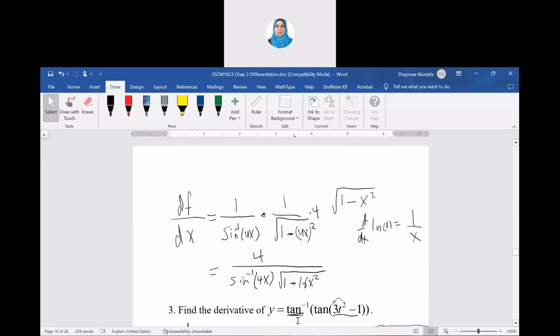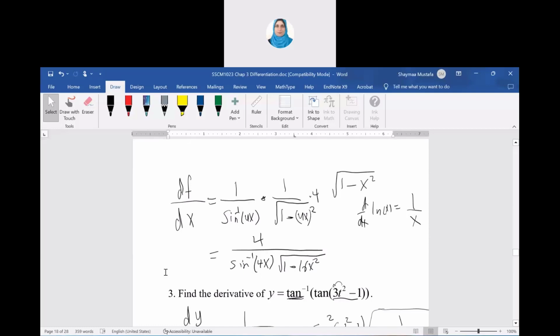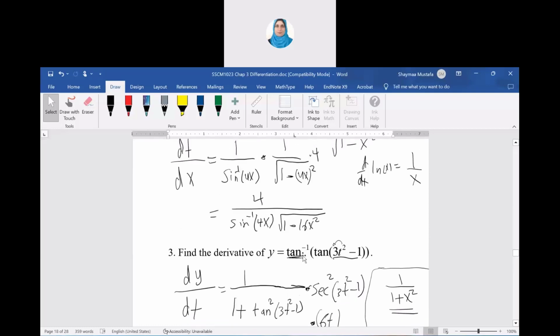tan inverse of tan(3t squared minus 1). How can we find the derivative here? Is it a composite function, a multiplication function, or what? We need to start from tan inverse. The derivative for tan inverse, we need to follow this rule: 1 over 1 plus x squared. This is the derivative for tan inverse.